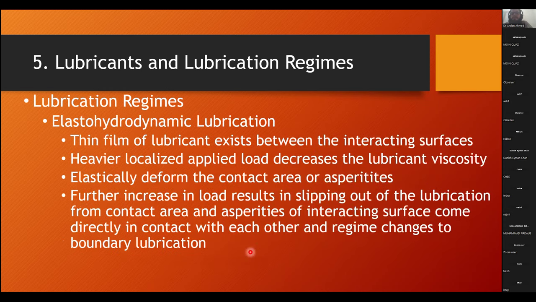The elastohydrodynamic regime was the third regime, which is between the mixed lubrication and the hydrodynamic lubrication. A thin film of lubricant exists between the interacting surfaces. It basically shows that a heavier localized applied load increases the lubricant viscosity. It elastically deforms the contact area of asperities. Further increase in load results in slipping out of the lubricant from the contact area, and the asperities of the interacting surfaces come back in contact with each other, and the regime starts to change to boundary lubrication. So if you increase the load further, the lubricant may slip out, the contact pressure is going to increase, and the contact can go back into boundary lubrication.